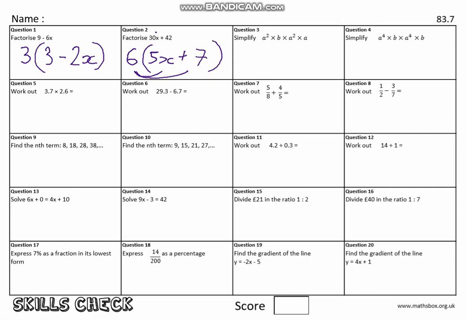So on to the next one, we've got a squared times b times a squared times a, and I want to simplify this. So remember, if you've just got a b, you've got an imaginary 1 above it, or if you've got an a on its own, imaginary 1 above it. So now, when we times things with indices, we just add those indices together. So a squared times a squared would be a to the power of 4.